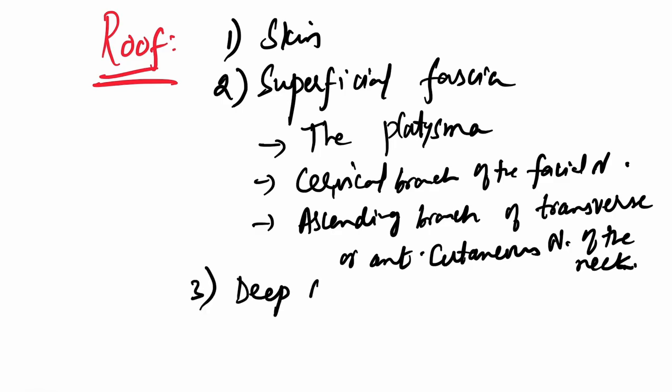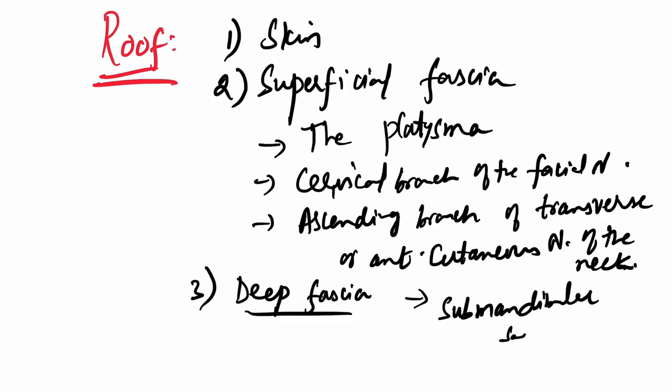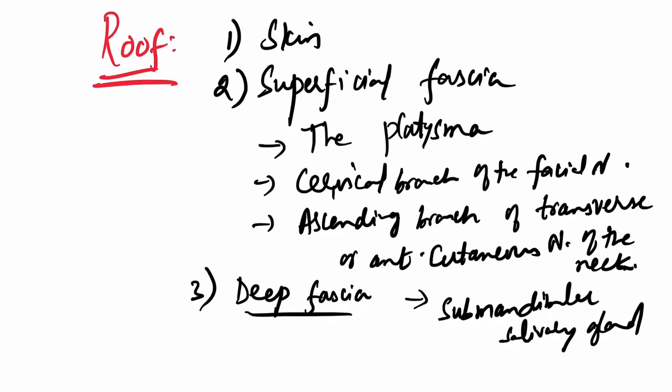Basically this deep fascia will split to enclose the submandibular salivary gland. These are the structures which form the roof. Now let us discuss the structures which are forming the floor of the triangle.